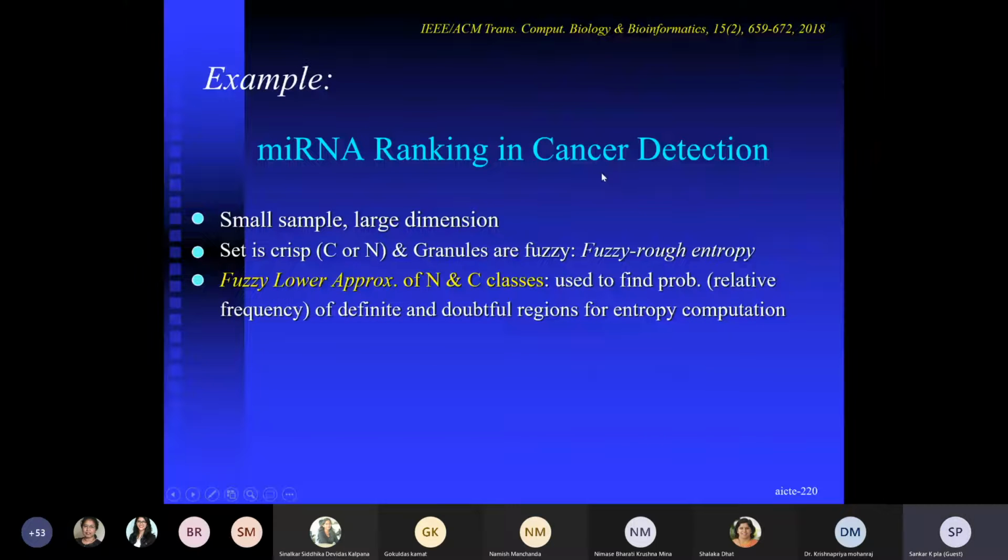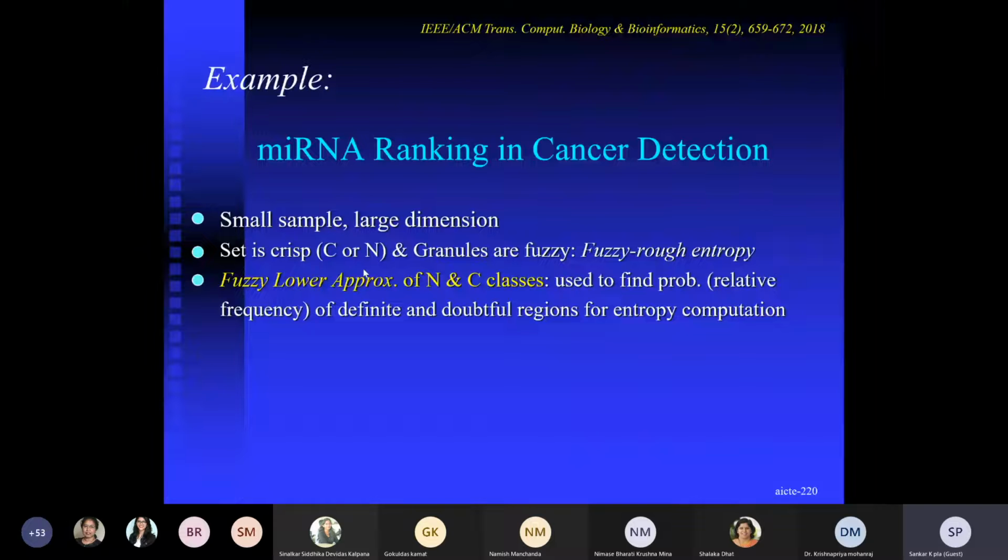And here the set is crisp because you have to decide only cancerous or non-cancerous. There is no fuzziness. But here the granules are fuzzy. That means the same cancerous patients may not have the desired number of expression values. That's why the granules are not crisp. Had it been crisp, clearly cancer or clearly not, then the problem would have been very simple. But as you know, cancer has different stages.